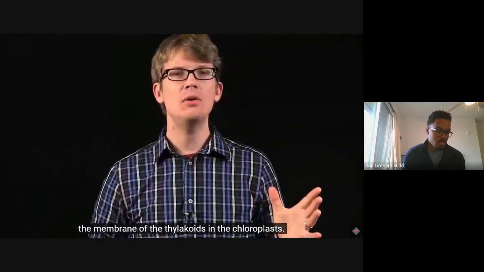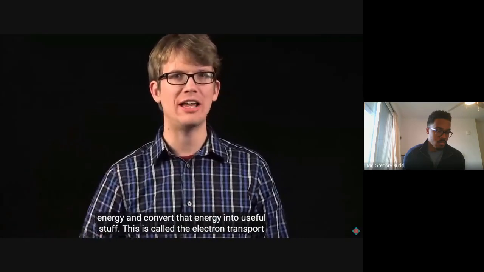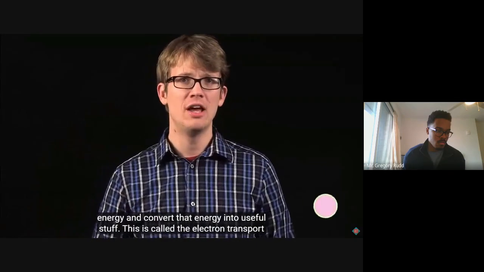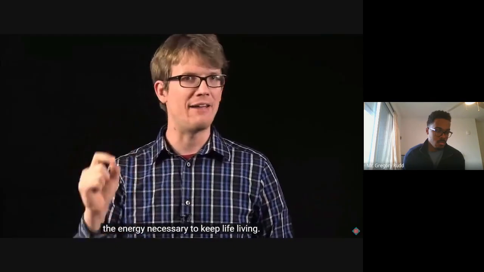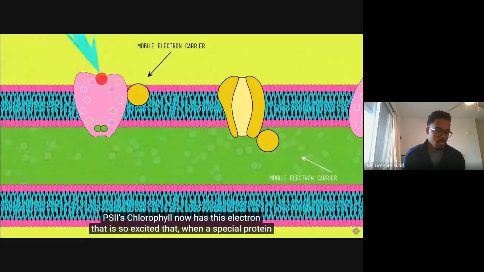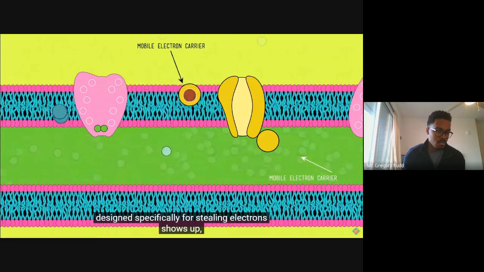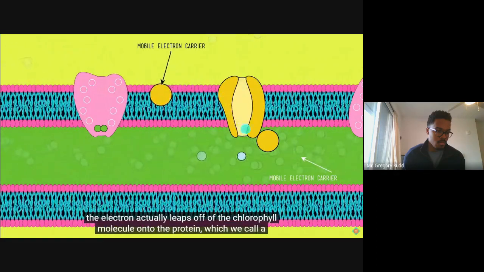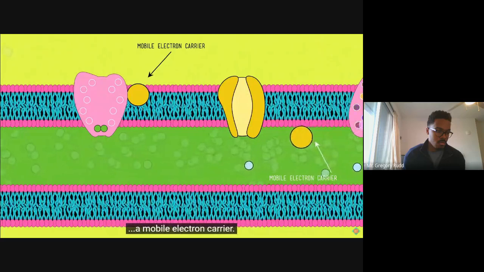PS2 and indeed all of the protein complexes in the light-dependent reactions straddle the membrane of the thylakoids in the chloroplasts. Now that excited electron is going to go on a journey designed to extract all of its new energy and convert that energy into useful stuff. This is called the electron transport chain, in which energized electrons lose their energy in a series of reactions that capture the energy necessary to keep life living. So PS2's chlorophyll now has this electron that is so excited that when a special protein designed specifically for stealing electrons shows up, the electron actually leaps off of the chlorophyll molecule onto the protein, which we call a mobile electron carrier because it's a mobile electron carrier.